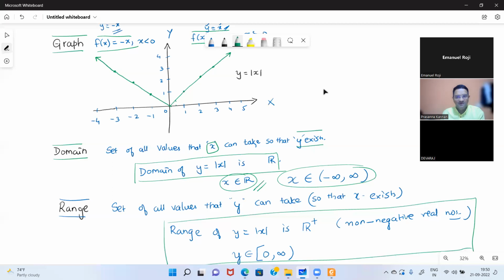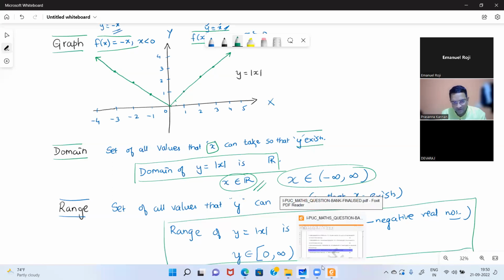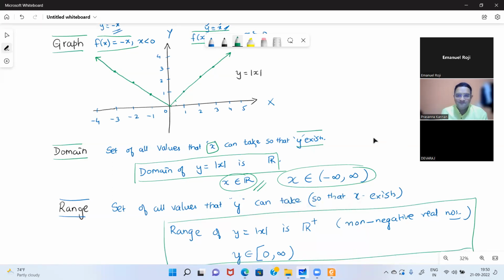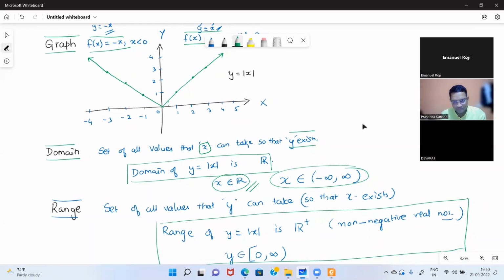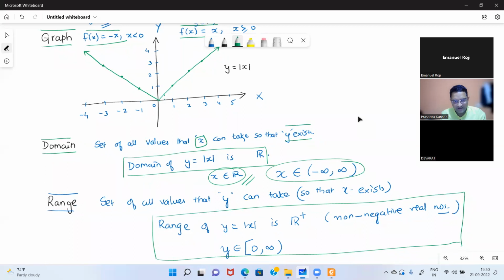Let's similarly look at another function now, which is also given as one of the questions in the PU board. Shall we get to the next question? If you want to take down something, I will wait a minute. Is there anything, any doubts? Anything that you want me to explain again?